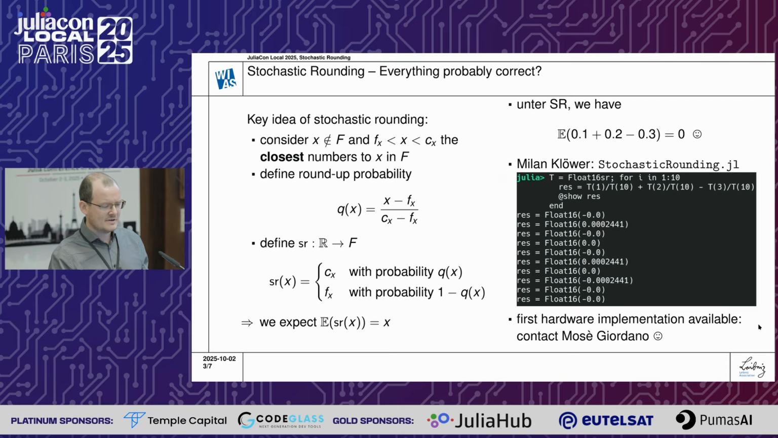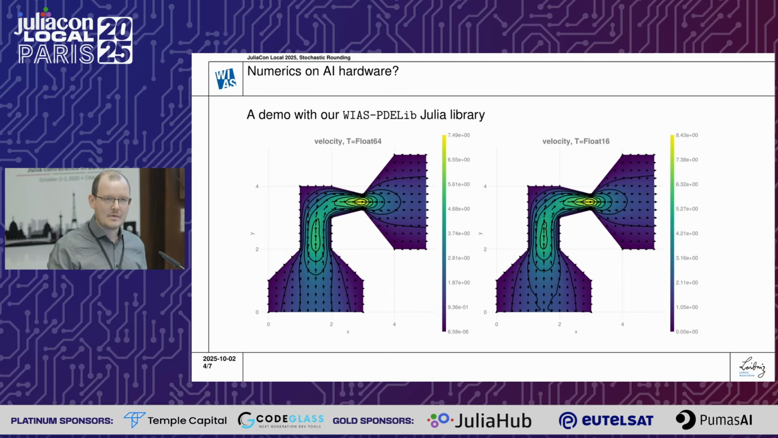Okay, so this is the pretty idea of stochastic rounding. The question is now, I'm working on numerical simulations for PDEs. Can we apply this to some real-world simulations? And this is a small reference computation, just a laminar flow, so just a Stokes equation through some geometry. And you see the velocity here.